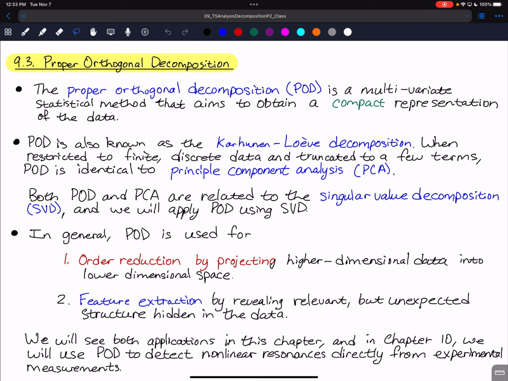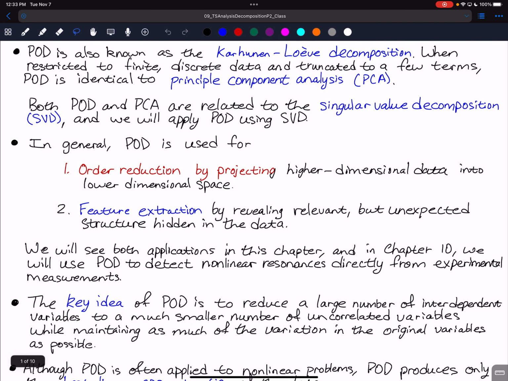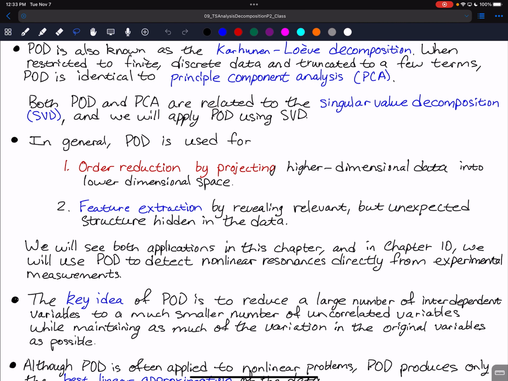And so we'll see a few applications in this chapter. We'll just look at some feature extraction, and then in the worksheet you're going to do both this order reduction and the feature extraction. And in chapter 10, we're going to end up applying the POD as a way to detect nonlinear resonances in response data.